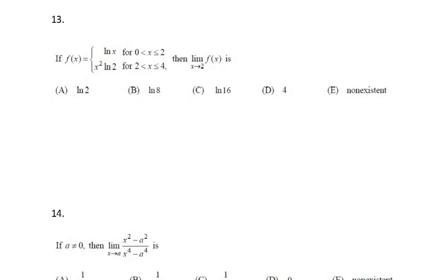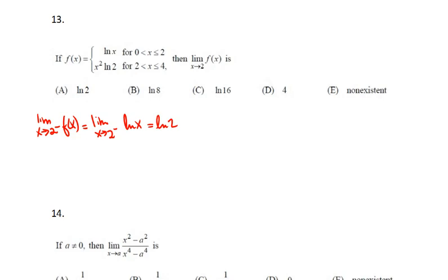In 13, it says we have a piecewise defined function. F of x is ln of x between 0 and 2, x squared ln of 2 for 2 to 4. So the question is the limit as x approaches 2 of f of x is what? We just want to see whether from the left, ln of 2. So we want the limit as x approaches 2 from the left of f of x, and that would just be the limit as x approaches 2 from the left of ln of x, which is, you can just plug in the 2 there. It's not going to be undefined. That's just ln of 2.